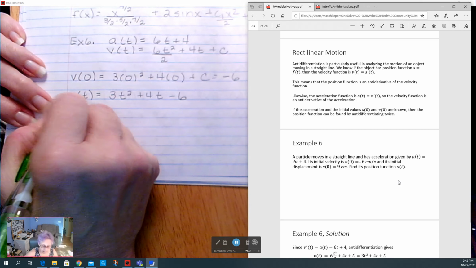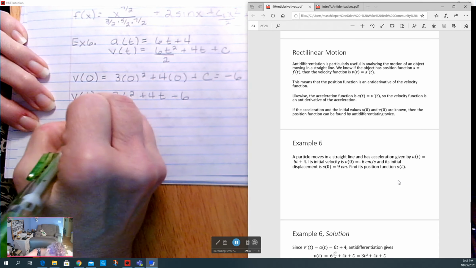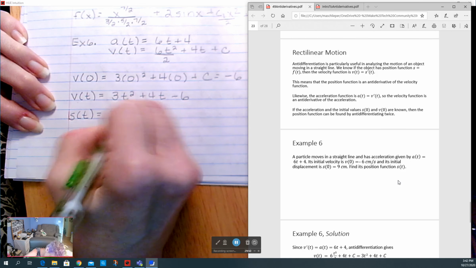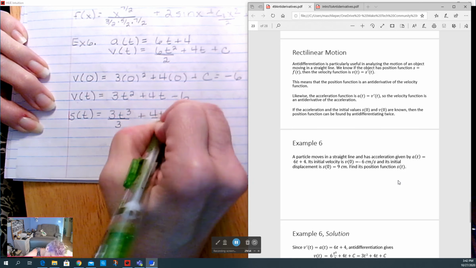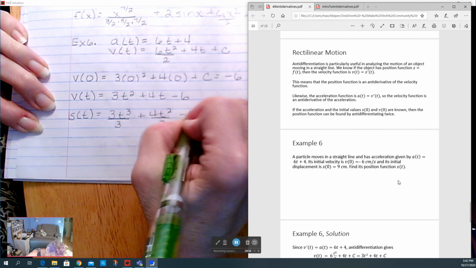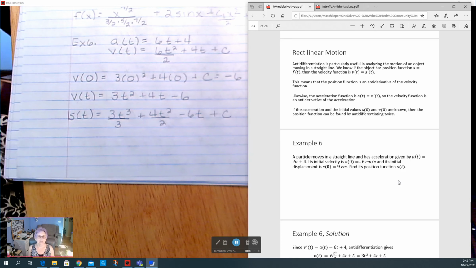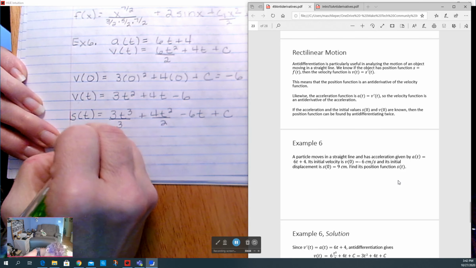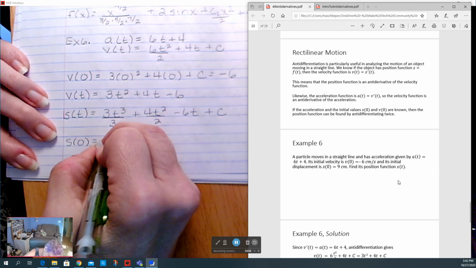Position function is the antiderivative of velocity. Add, divide, add, divide, give that a t, and add a constant. I know that s of 0 is equal to 9 centimeters.